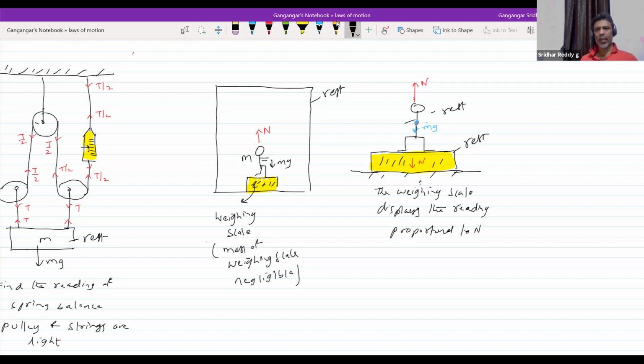So therefore, looking at the person, what is N? N minus mg equals 0. So N equal to mg. So what is the reading of weighing scale now? Equal to the weight of the person. Fine.